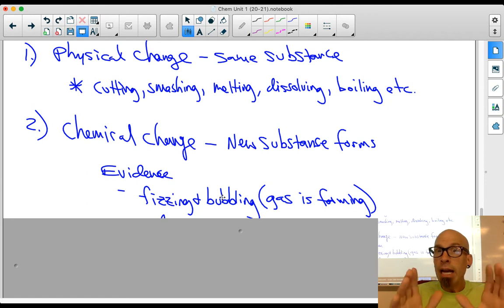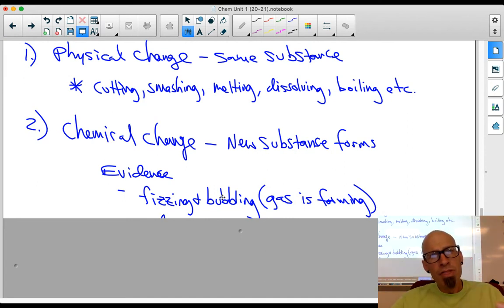Now, does the mass change during a chemical change? No, not in a closed system. When I had the cap on tightly, the mass didn't change. It was only when I vented it, I let the particles escape, that the mass changed, because it was an open system, not because it was a chemical change.